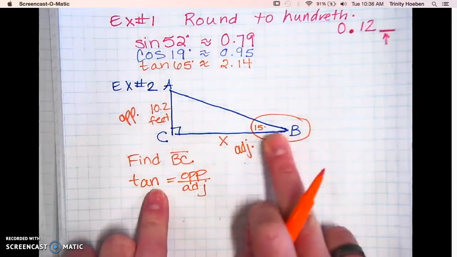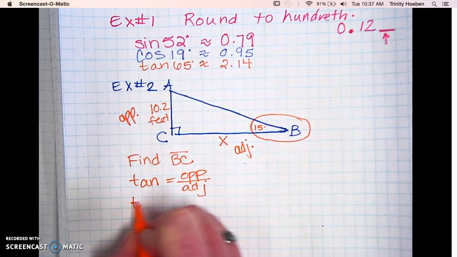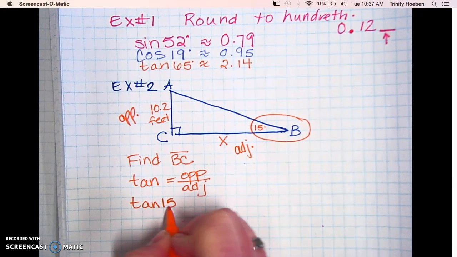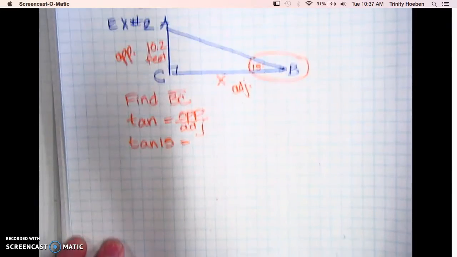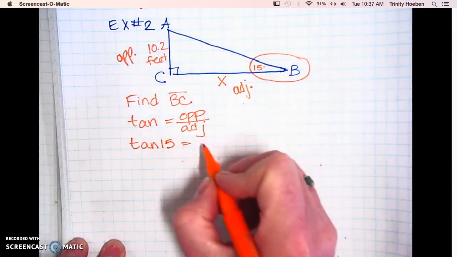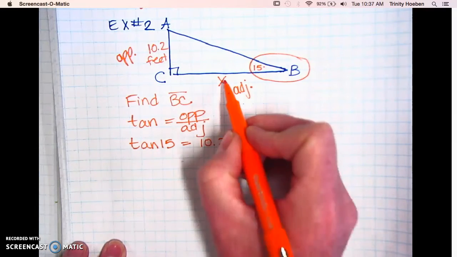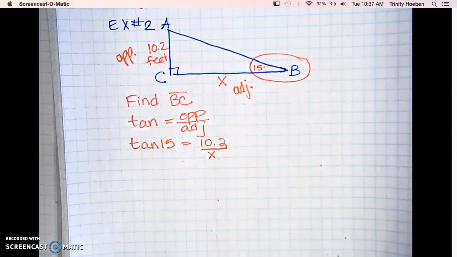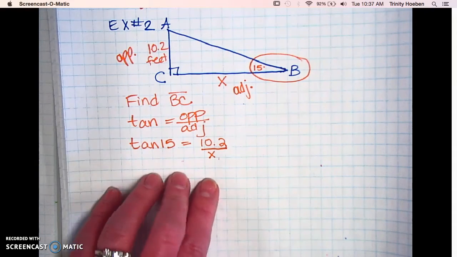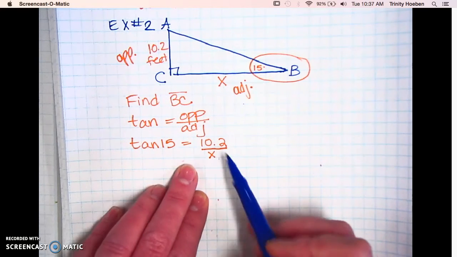Since we have an angle measure of angle B right here, we're going to say that the tangent of 15 is equal to the measurement that's on the opposite side, so the 10.2, over the adjacent side, the one we want to solve for, which is X. So we've set up an equation using the trig ratio tangent. We want to solve for X.